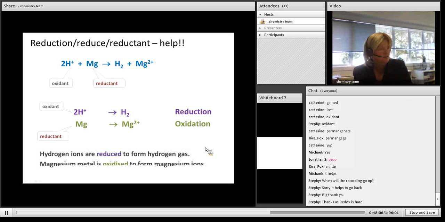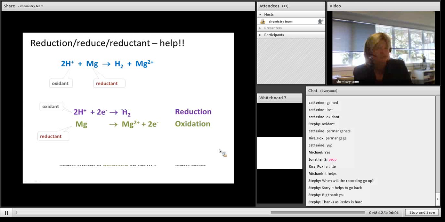Oh, sorry, I forgot. There was one more thing I meant to add in. It's there. It didn't come the right way. So there are the 2 electrons that it's gained to form the hydrogen gas. The magnesium has lost those 2 electrons. So can you see for the oxidation, the electrons are always on the right-hand side, and for reduction, they're always on the left-hand side of the equation.